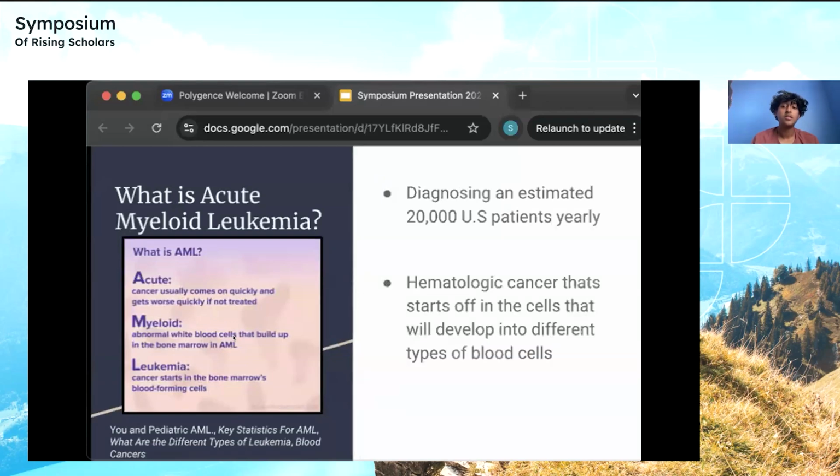So first up is the disease I am researching, and that is acute myeloid leukemia. So what is acute myeloid leukemia? Acute myeloid leukemia, commonly referred to as AML, is a hematologic cancer, which means it is a blood cancer that starts off in the cells that will develop into different types of blood cells, including white blood cells, red blood cells, and platelets. In AML, the acute means immature cells spread quickly, and the myeloid part of the name means that it develops in the monocytes, and it affects almost 20,000 new patients yearly.